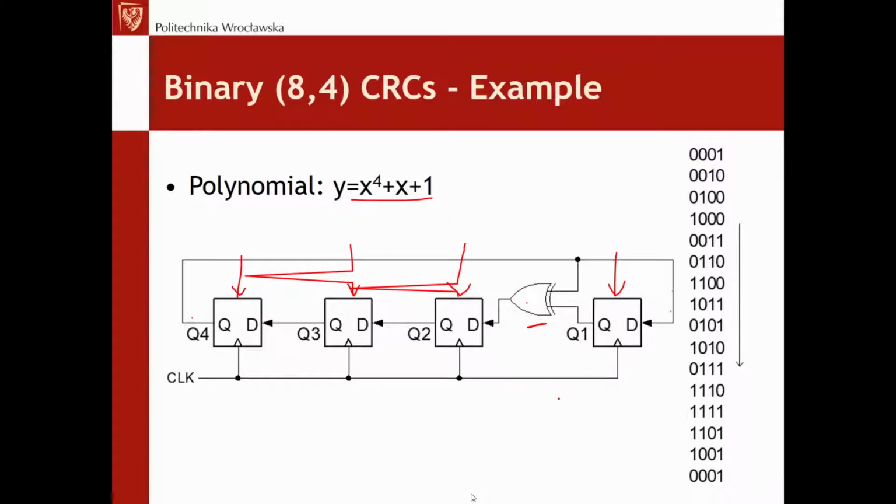Then in this structure, our 4 bits of information are divided, so it is just clocked. After 16 clock cycles, what is left is the remnant of the division. So this is 4 bits of information as the input, and the output is 4 bits also. This is our CRC, or checksum, and this value is then added to the initial information, forming the 8-4 CRC.